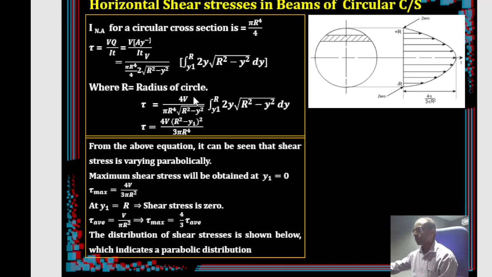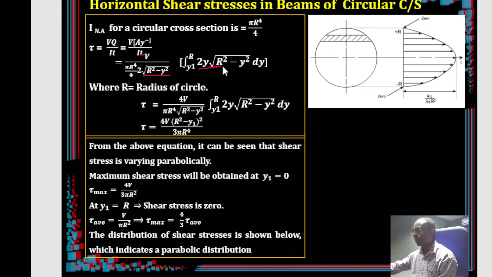Once you have got that, you can substitute the rest of the values, namely I. What is the moment of inertia of a circular section? Pi d power 4 by 64, or the other way of saying is pi r to the power 4 by 4. So substitute that, because other terms are in r rather than d. So pi r power 4 by 4 into 2 times root over r square minus y square. This is the width of the section under consideration, that is z we have taken. And your integral from y1 to r, limits already discussed, of 2y times root over r square minus y square into dy.